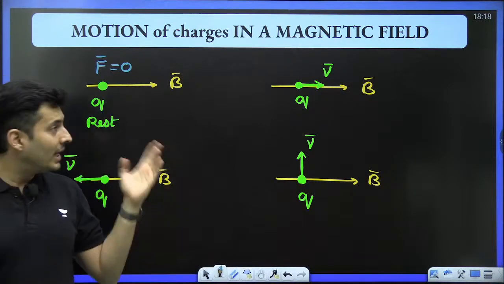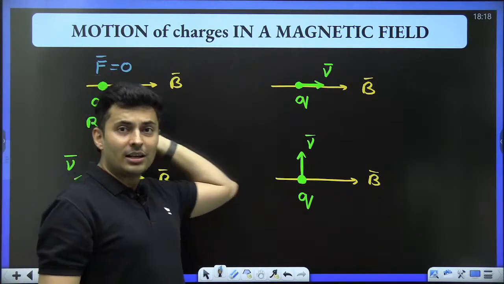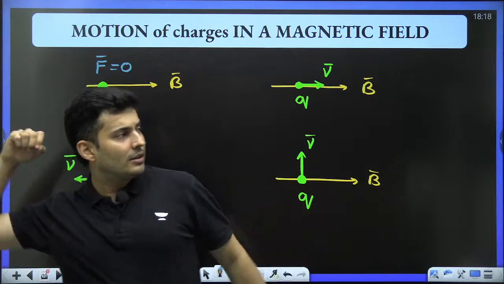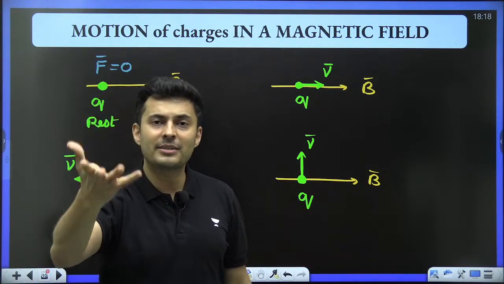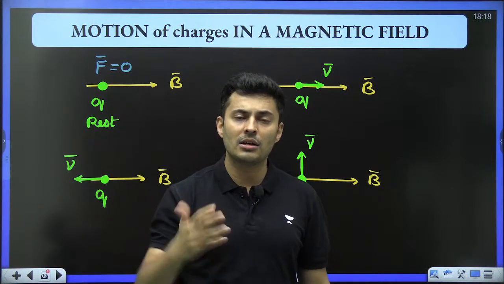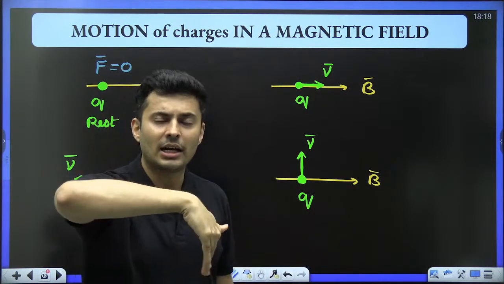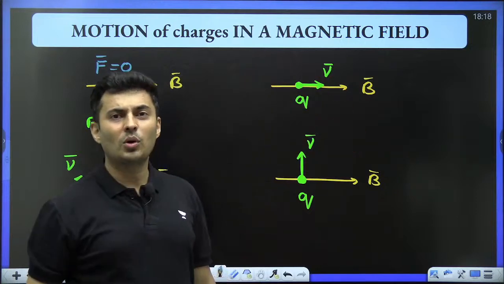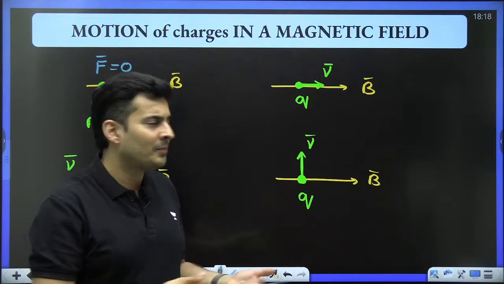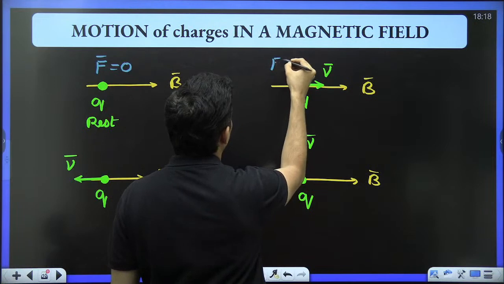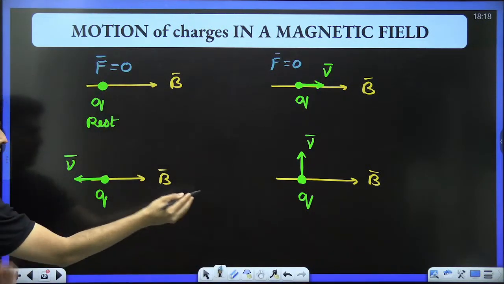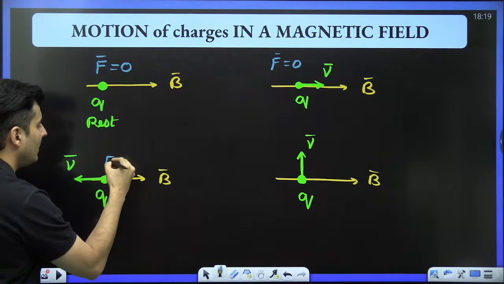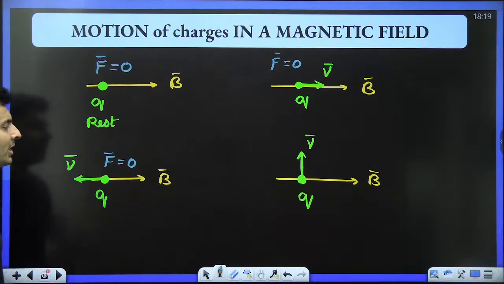Okay. Now, in the next setup, they moved the charge parallel to the magnetic field. They threw the charge in the magnetic field parallel to it. They saw that neither the speed increased nor decreased. The charge did not move this way or that way. It kept going in a straight line with constant speed, meaning no force on it. They moved it opposite to the field. Still they found there was no force acting on it.